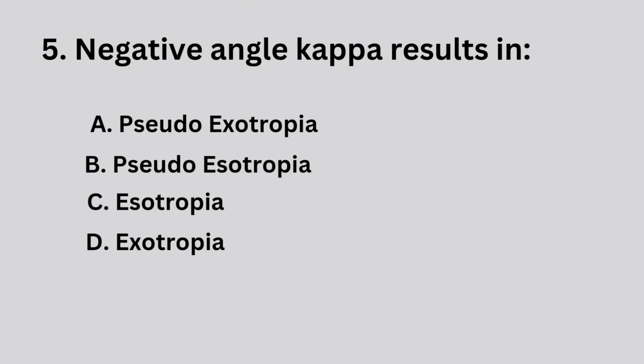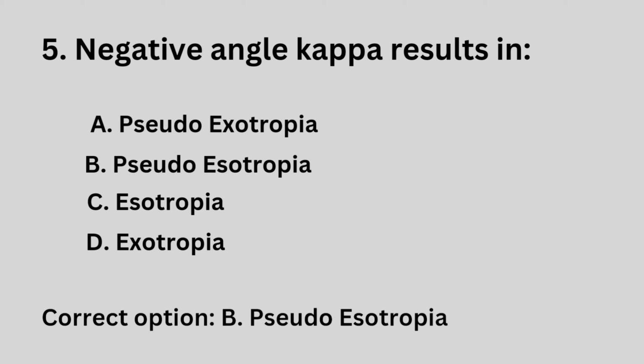Next question, negative angle kappa results in option A, pseudo-exotropia. Option B, pseudo-esotropia. Option C, esotropia. And option D, exotropia. Correct answer for the question is option B, pseudo-esotropia.